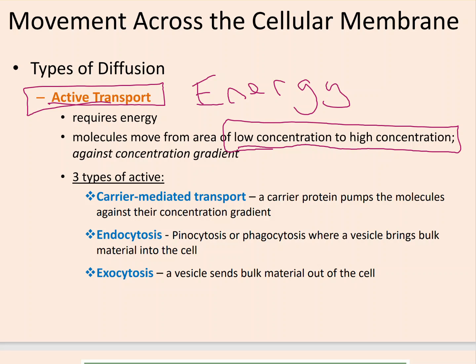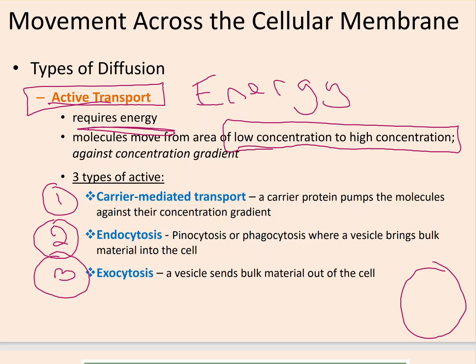Examples of types of active transport are also going to be three. Just like we mentioned before, three types of passive transport, now we're mentioning three types of active transport. In passive transport, you had simple diffusion, facilitated diffusion, and then osmosis. In active transport, which does require energy, you're going to have carrier-mediated transport, endocytosis, and then exocytosis. In carrier-mediated transport, it's where something is trying to move against its concentration gradient.